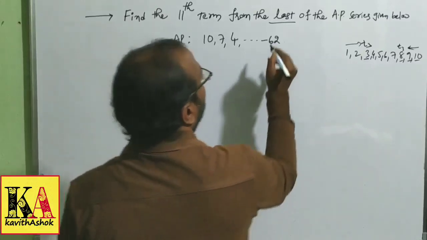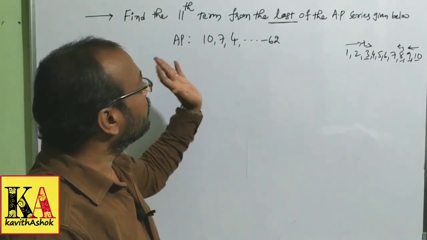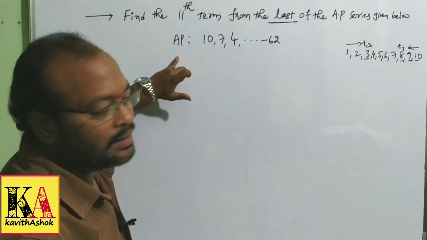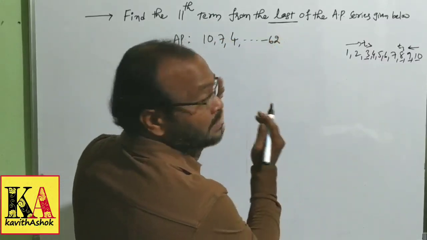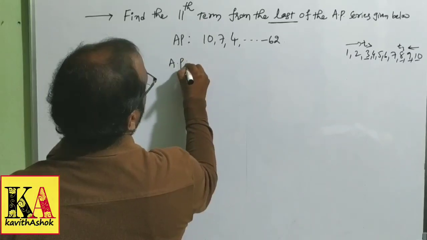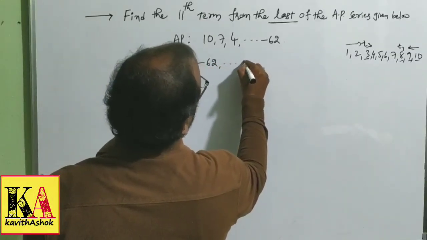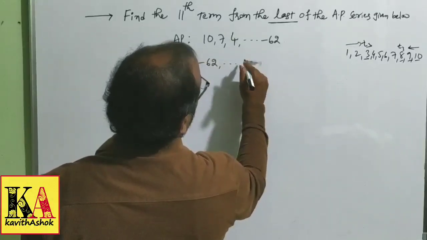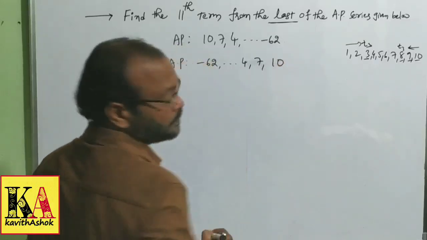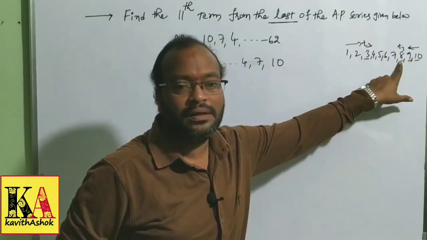Whenever the last term is given, the problem is different from solving from the first. So whenever we want a term from the last, write down the series in the reverse order. First write down the arithmetic progression like this: minus 62, and so on, 4, 7 and 10. If you write it in reverse order, we get the terms from the last directly at the first.